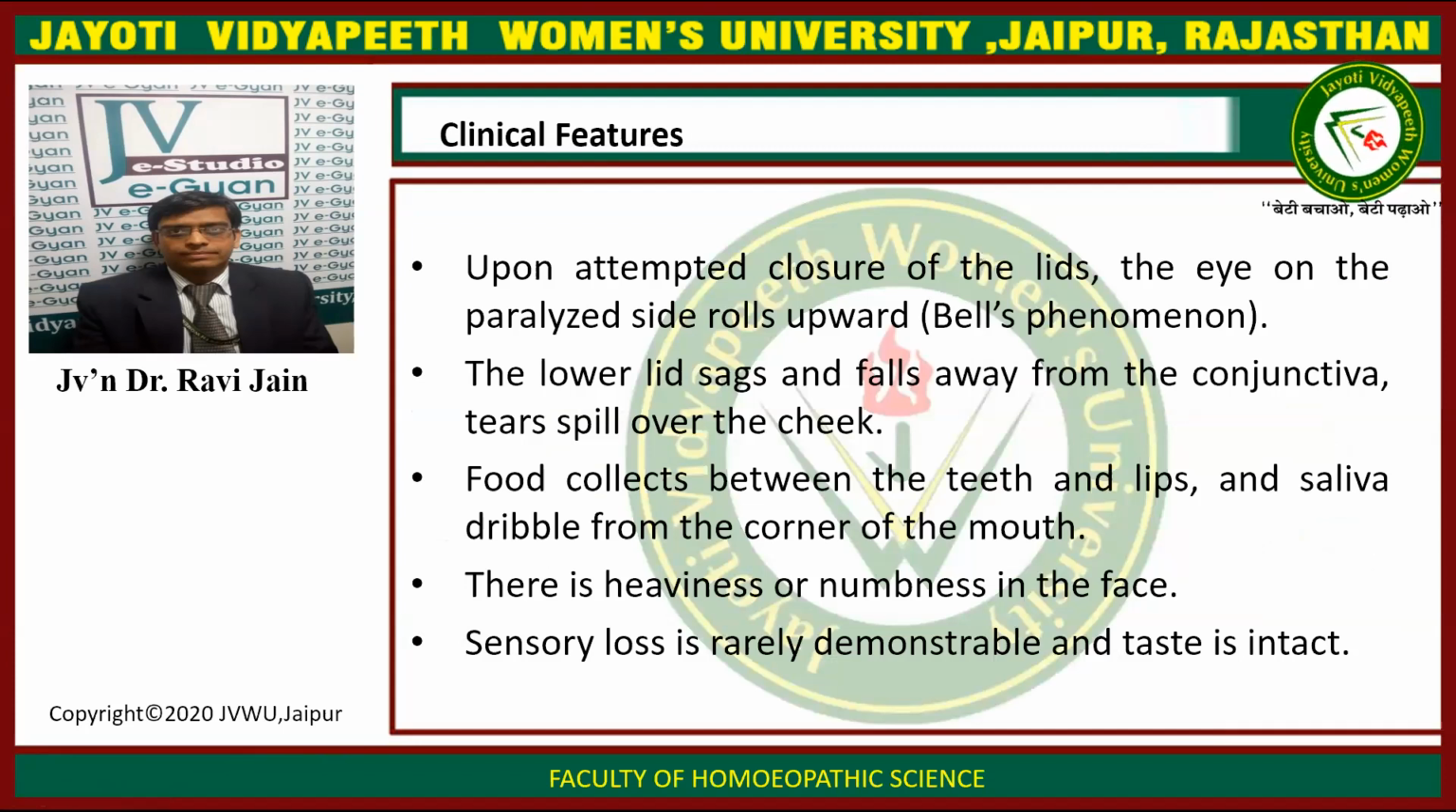Upon attempting closure of the lids, the eye on the paralyzed side rolls up. Usually जब आप आंखें बंद करते हो तो आंखें नीचे जानी चाहिए, पलक बंद होनी चाहिए, लेकिन क्या होता है इसमें अपोजिट हो जाता है. जब आप बंद करने की कोशिश करते हो खुल जाती है. That is known as Bell's phenomenon. The lower eyelid sags and falls away from the conjunctiva. The tears spill over the cheeks. आंखों में से आंसू का पानी टपकता जाता है.